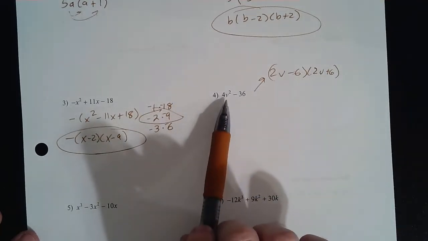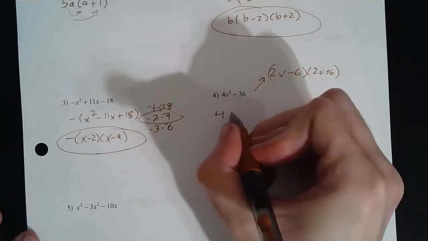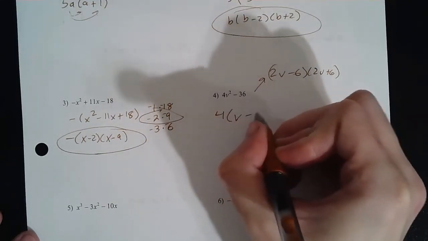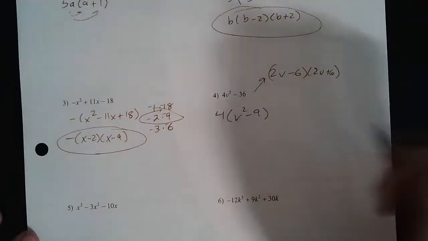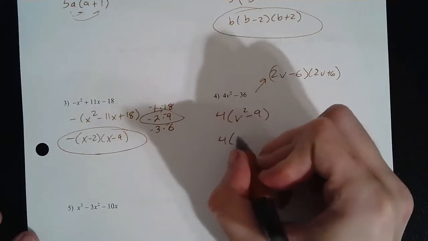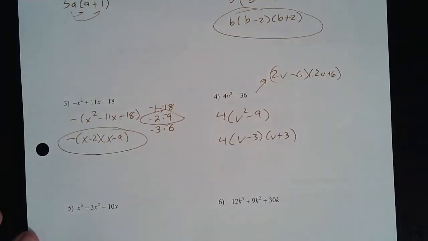What you should notice instead is both of these are divisible by 4. So since they're both divisible by 4, I can immediately divide by 4. And now we can do the difference of two squares. V minus 3 and V plus 3. Not too bad.